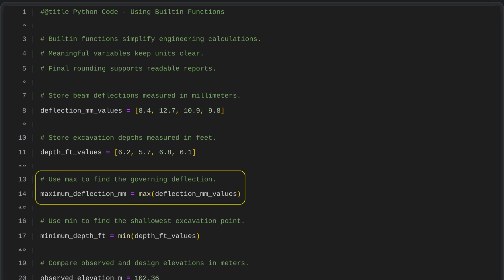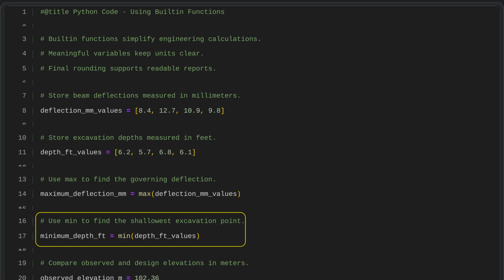To find the largest beam deflection in a set of millimeter measurements, use the max function to identify the highest value. This maximum is the governing deflection and helps assess the beam's most significant response for structural analysis and decisions.